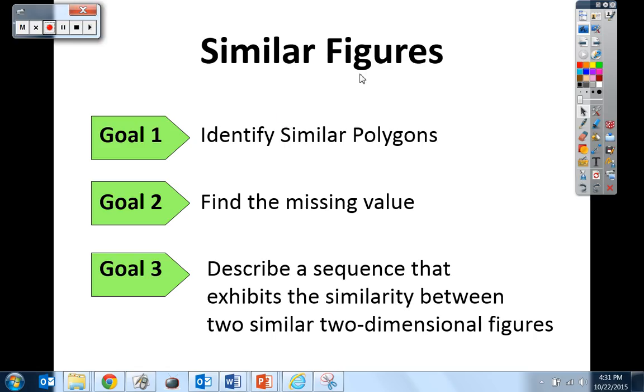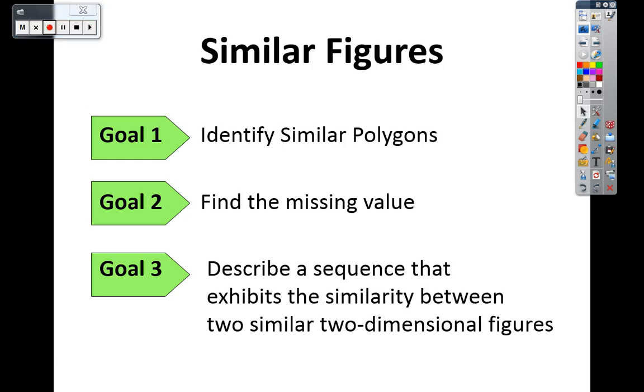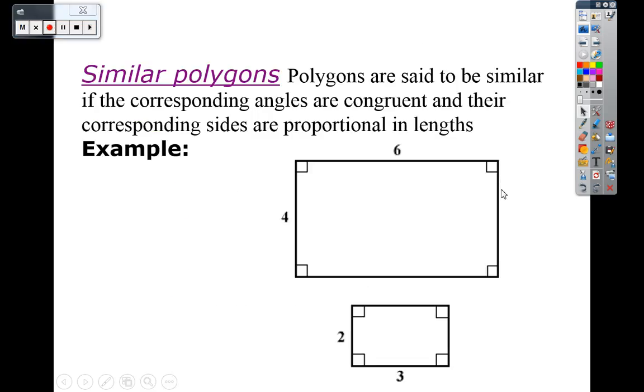Okay, so these are the notes for our similar figures. Goals are to identify similar polygons, find a missing value, and describe a sequence that exhibits a similarity between two-dimensional figures. Similar polygons are polygons that are said to be similar if the corresponding angles are congruent and their corresponding sides are proportional in length.